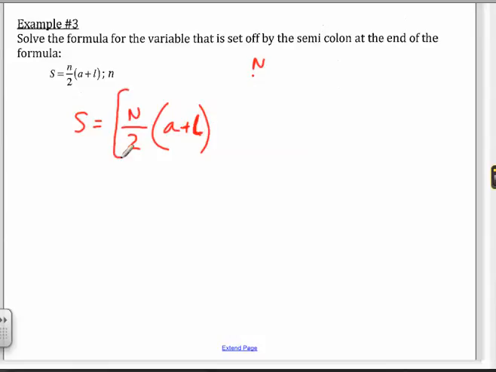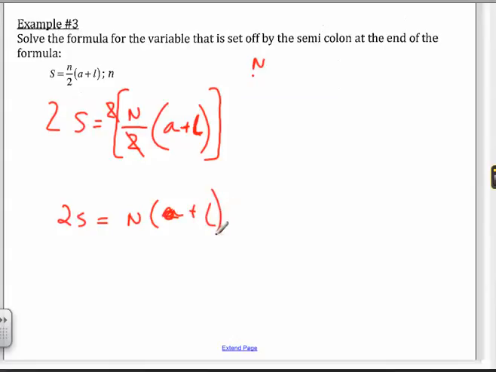If I multiply this side by 2, right, and I multiply this side by 2, I'm going to get 2s. And remember, this is really just one term. It's two things being multiplied, right? N over 2 times a plus L. So when I multiply by 2, the 2's just cancel, and now I have n times a plus L.